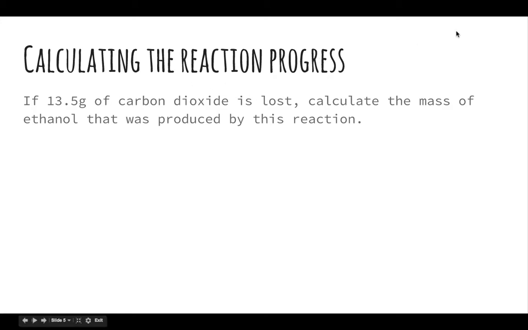So we know if we can keep an eye on, for the few days that we're conducting this experiment, if 13.5 grams of carbon dioxide is lost for the duration of that time, then we might be able to calculate the mass of ethanol that was produced by this reaction. So first thing we'd do is write the reaction. We're going to go through the steps first before we do it together.